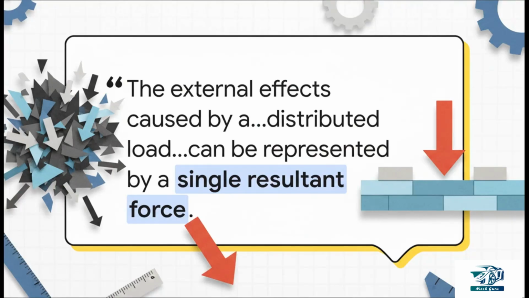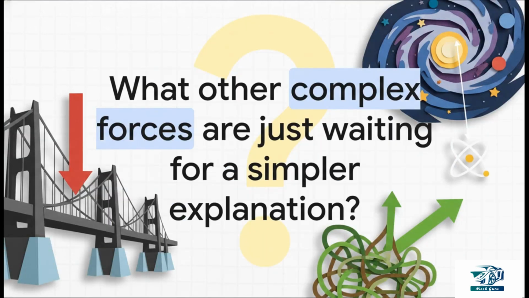This quote really just sums it all up, doesn't it? This single idea, replacing something incredibly complex with something beautifully simple, is the absolute foundation of making sure structures don't fall down. It turns chaos into predictable order. And that kind of leaves us with a fascinating thought, right? If one simple arrow can represent the entire force of the wind on a massive sign, what other incredibly complex forces in our world, maybe even outside of engineering, are just waiting for us to find their simpler explanation? What other big, messy problems could be solved if we could just find their resultant force?